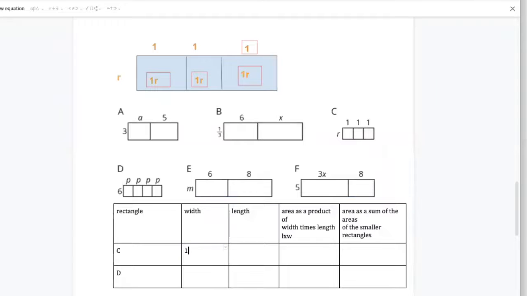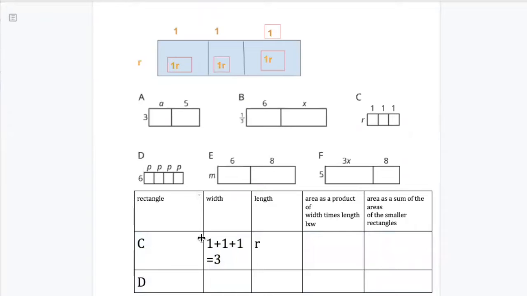My width is 1 plus 1 plus 1, which altogether will give us 3. And my length is just r, okay? All right. And then if we go to our area as a product, width times length, or length times width, we have r times 1 plus 1 plus 1, or we could just say r times 3. When we write that, we want to write that as 3r.